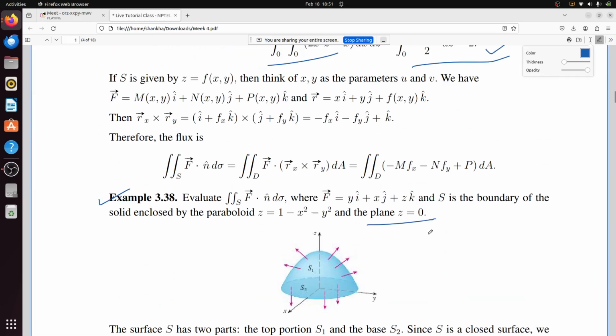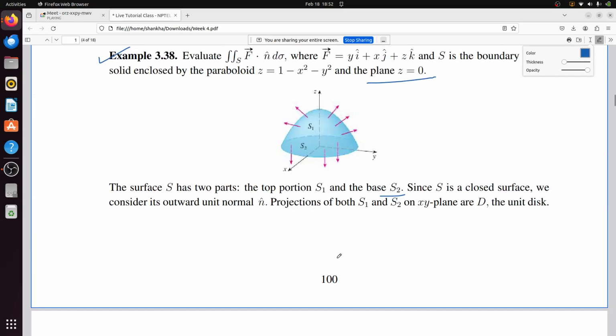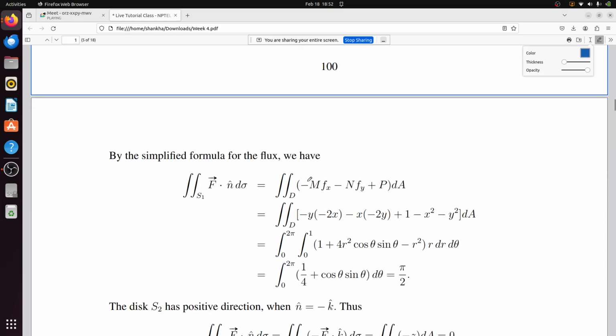So here there is one formula given, that if you are given z equal to f of x y, then the flux is the double integration over D of minus m fx minus n fy plus p dA. Your z is given here, so vector m is here. So this is the formula. You have to integrate over D. The formula is simple, minus m fx minus n fy plus p dA.